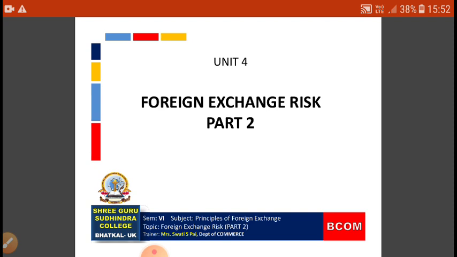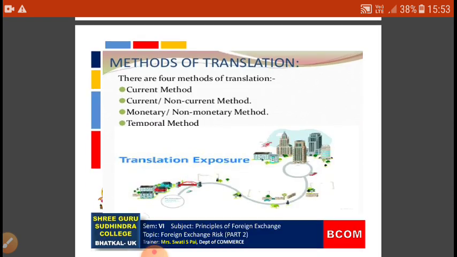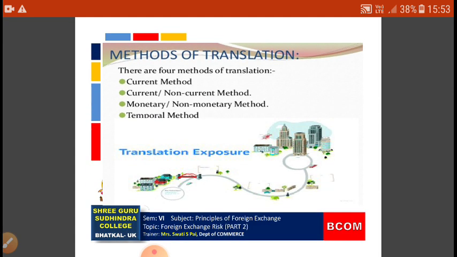So, in translation exposure, there may be exchange gain or loss occurring due to the difference in exchange rate at the beginning and end of the accounting period. So it is very important, even from the point of view of examination, and under this you need to study different methods of translation. There are a total of 4 methods of translation. The first one is the current method, second is the current and non-current method, third is the monetary or non-monetary method, and the fourth one is the temporal method. One by one we'll study these.